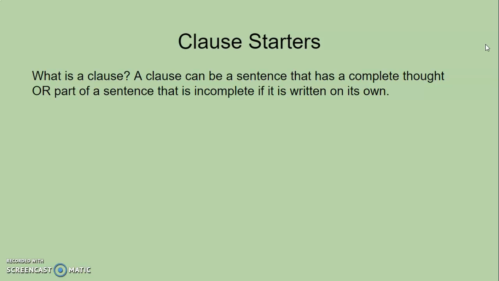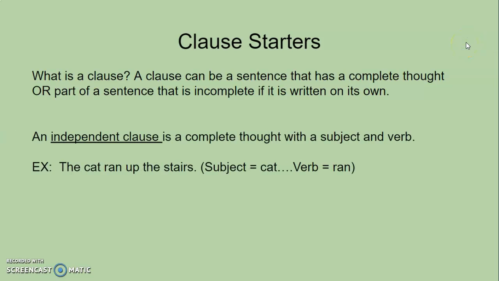So there's two different types of clauses that we're going to look at. First is the independent clause. And an independent clause is a complete thought with a subject and a verb. Here's an example. The cat ran up the stairs. That is a complete sentence, a complete thought. The subject is cat and the verb is ran. Independent means the sentence can stand on its own and it doesn't need any information to make it clear.